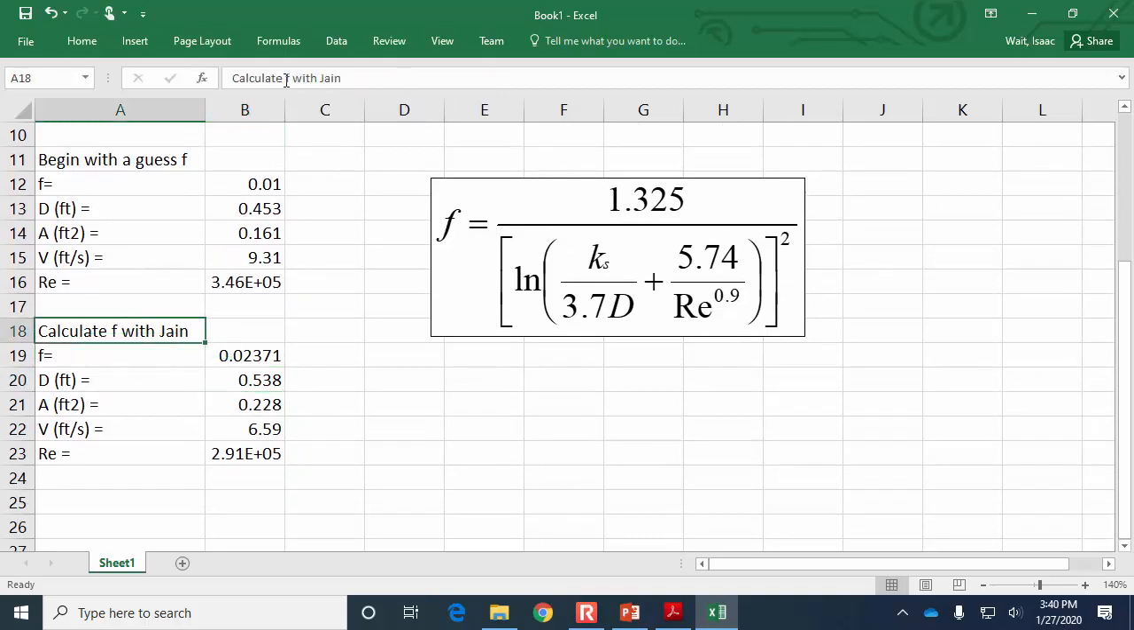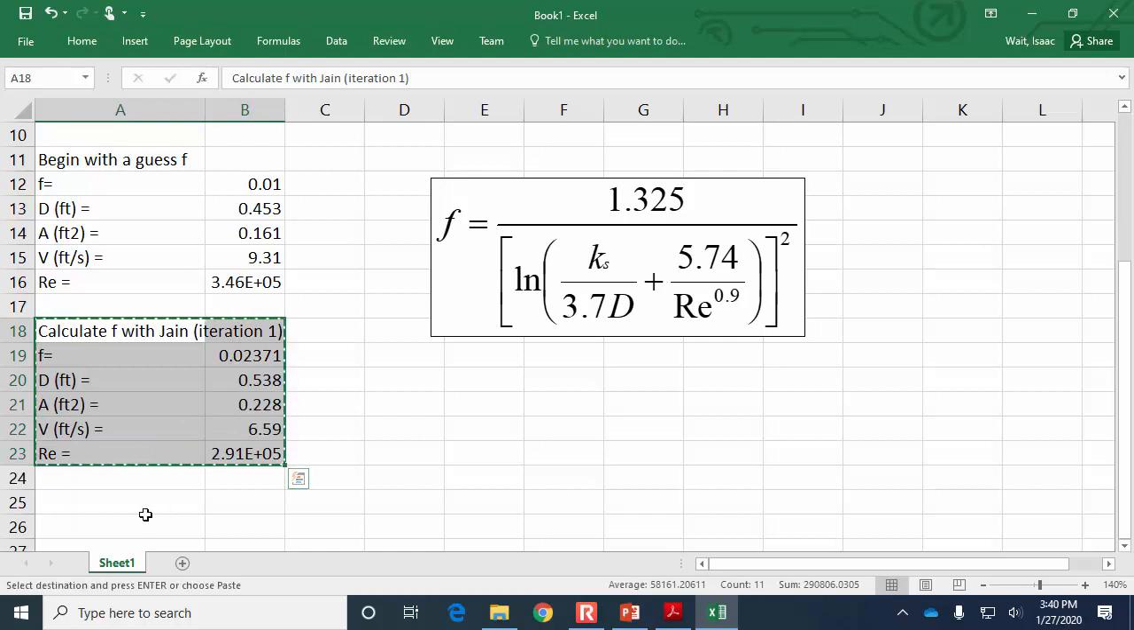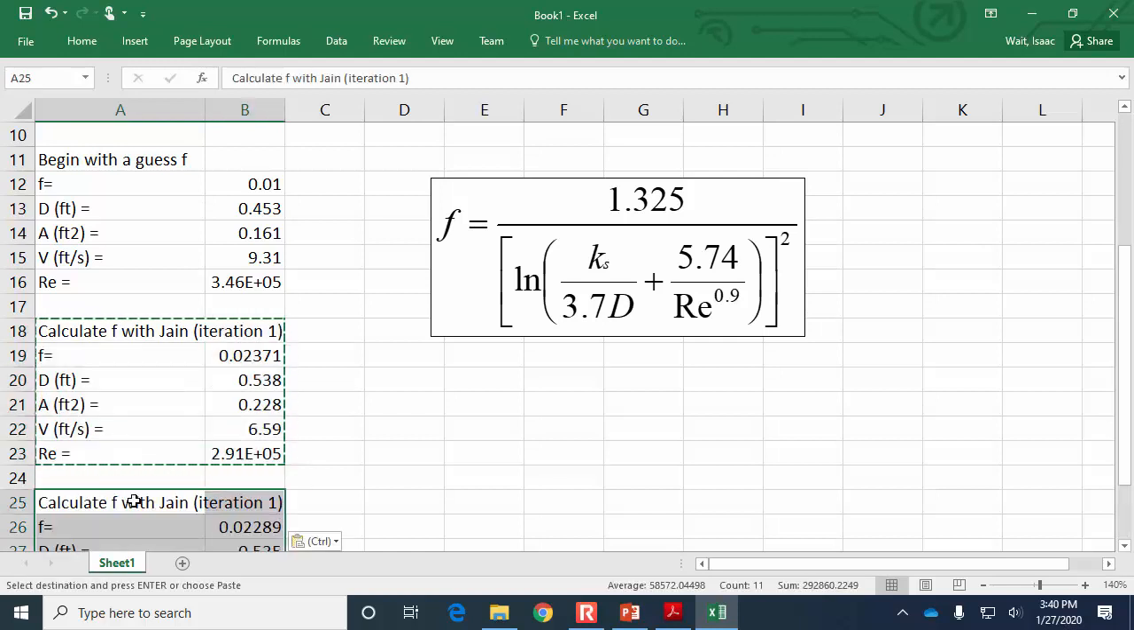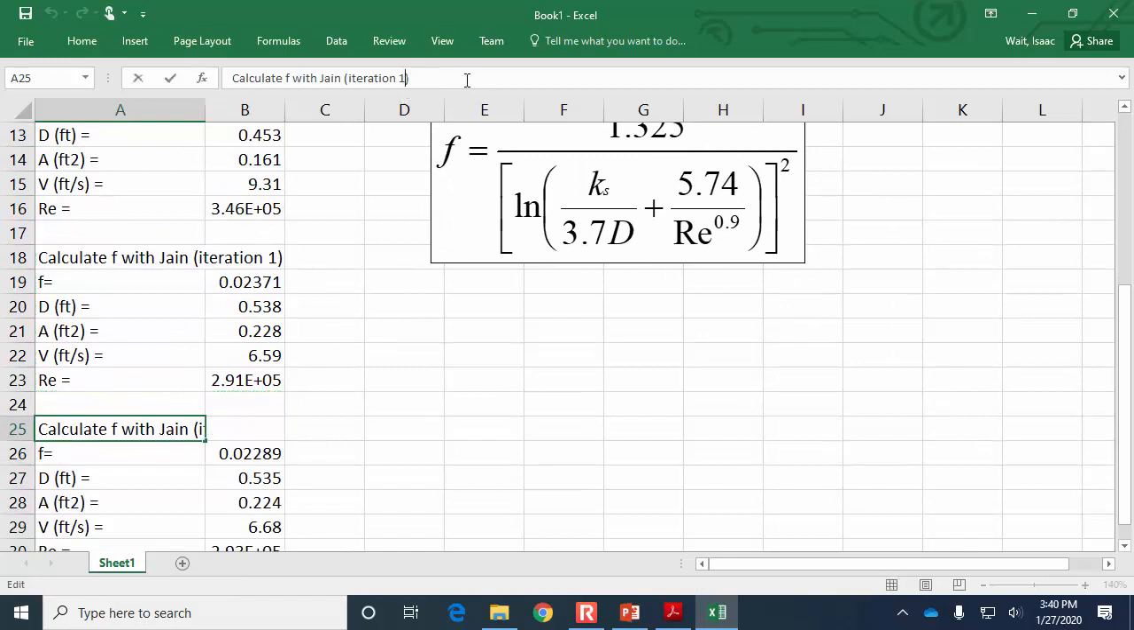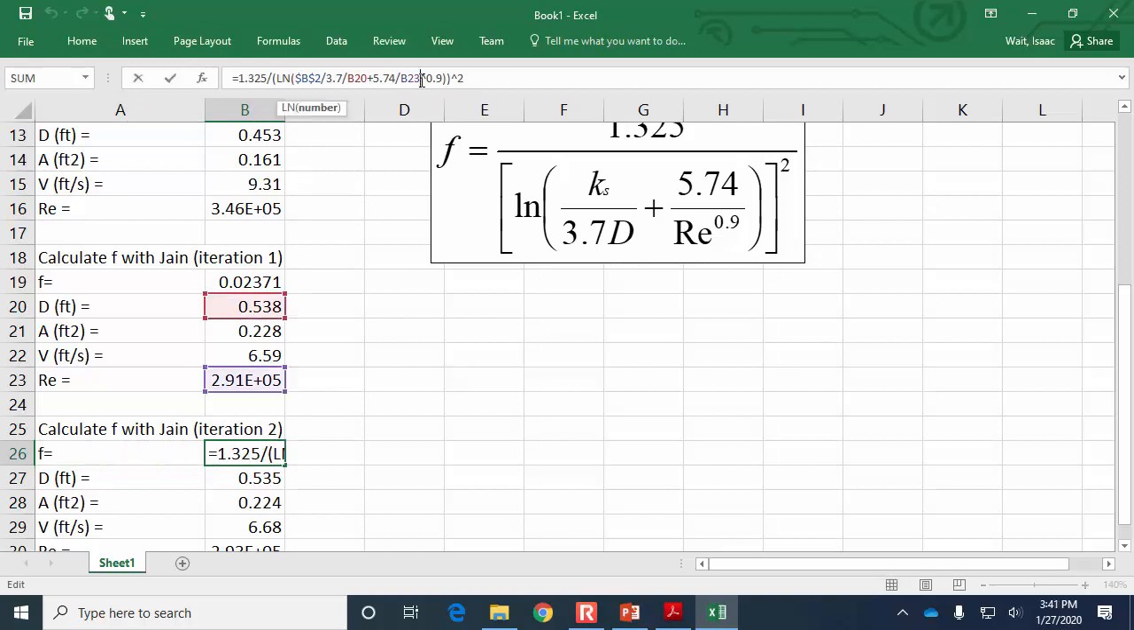So I'm going to call this, this was our first guess. This was calculate F with Jane. Let's call it iteration 1. Now, let's do the same thing. I'm going to copy all of it, and I'm going to paste. This time I'm going to call it, though, iteration 2. And everything is automatically calculated. We don't have to do any more work.